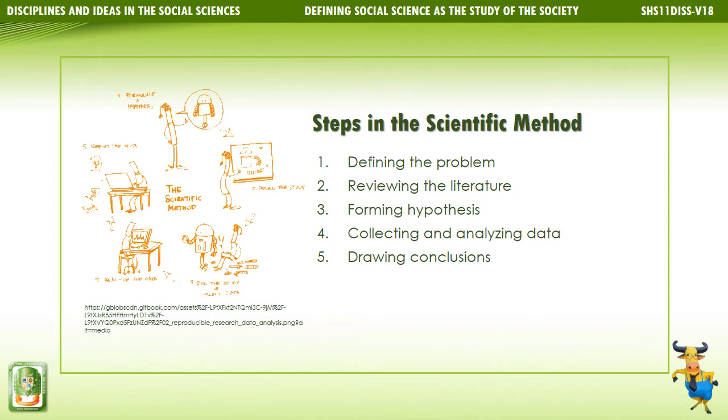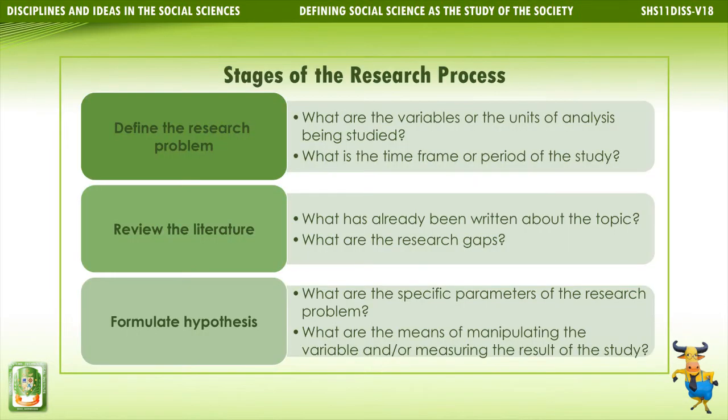According to Garge in 2012, the stages of the research process below can serve as a guide in pursuing research. As you can see, in the different stages of the research process, there are key questions to answer. Take for instance, on the first stage, define the research problem. Key questions include, what are the variables or the units of analysis being studied? What is the time frame or period of the study?